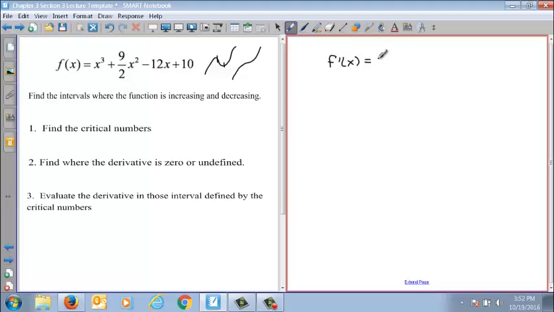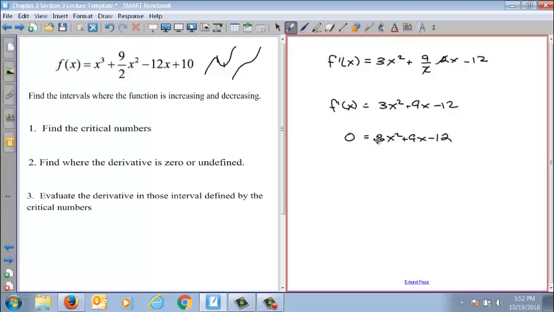So the derivative of this polynomial, you're all good at that. So you get 3x squared plus 9 halves times 2x minus 12. So we can simplify that. We get that f prime of x is 3x squared plus 9x minus 12. And so what we want to do is find where the derivative is 0 and where it's undefined. Well, it's never undefined because the derivative of this polynomial is a polynomial, and polynomials are defined for all real numbers. So the only place we're going to have critical numbers is where the derivative is 0. So we set the equation for the first derivative equal to 0.